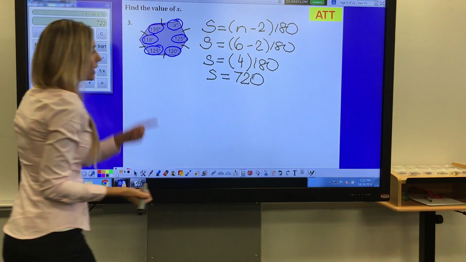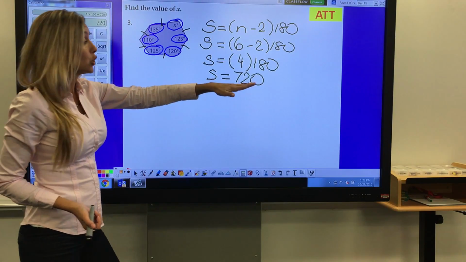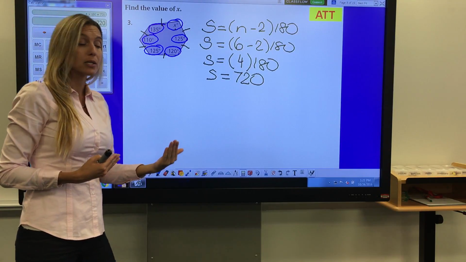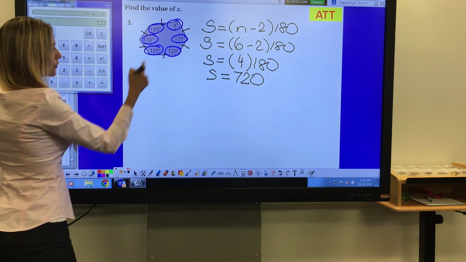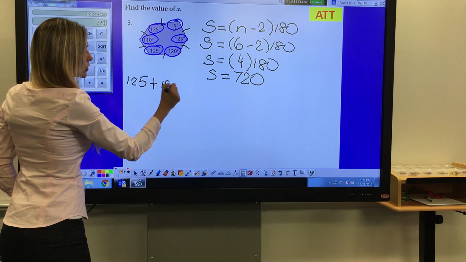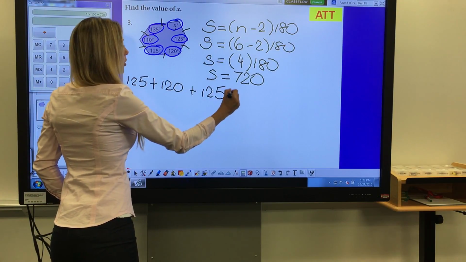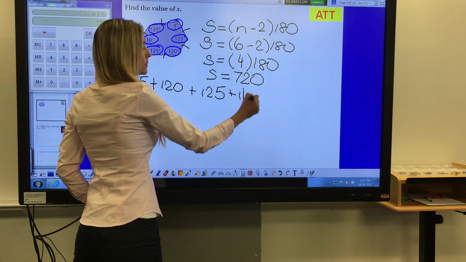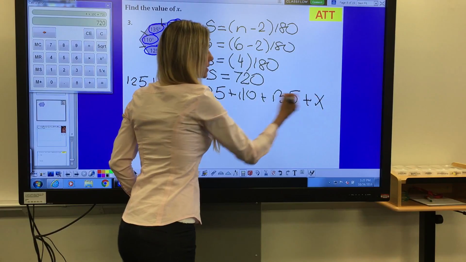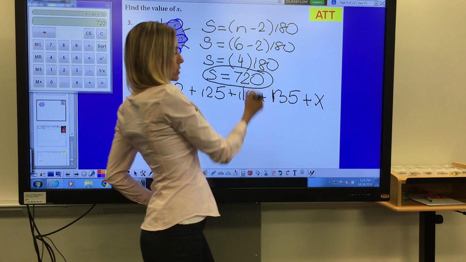So now I know that if I add all these angles up, they're supposed to equal 720. Knowing that, I can find x, just like with the triangle, right? So let's add them up. 125 plus 120 plus 125 plus 110 plus 135 plus x. If I add all these angles up, they're supposed to give me 720 degrees.